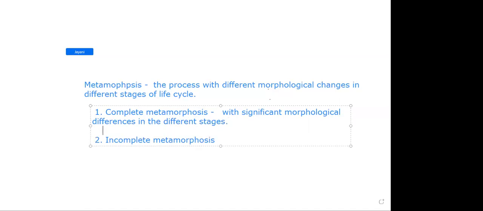What are the examples of life cycle for the complete metamorphosis? Butterfly, yeah, butterfly, frog, and mosquito.